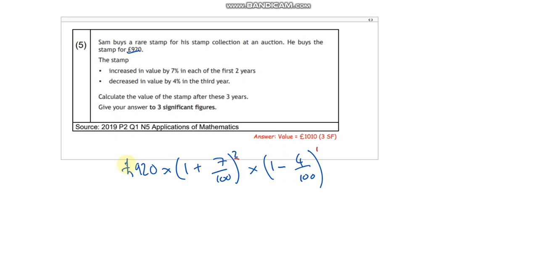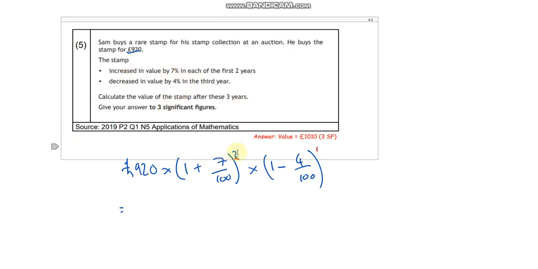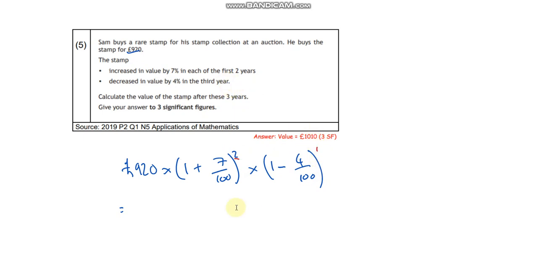Calculate the value of the stamp. So yeah, that's your amount multiplied by 1 plus the 7 because it's increased for 2 years, and then 1 take away the 4 for just that final year. Very good. So on your calculator, that will come out as that. And again, we've got 3 significant figures. So I've used this, I've used this, I've used this. I've just not used this. So 1, 2, 3 significant figures.